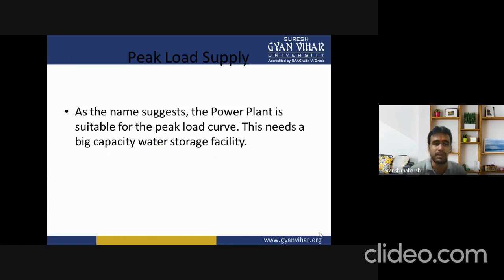Peak load supply. So it is also called the peak load curve, suitable for this situation.